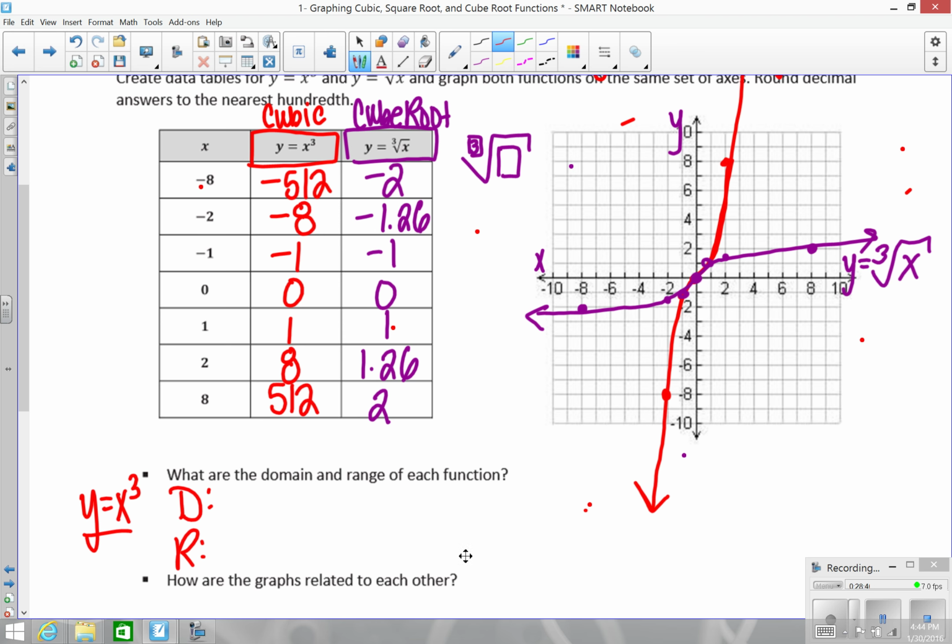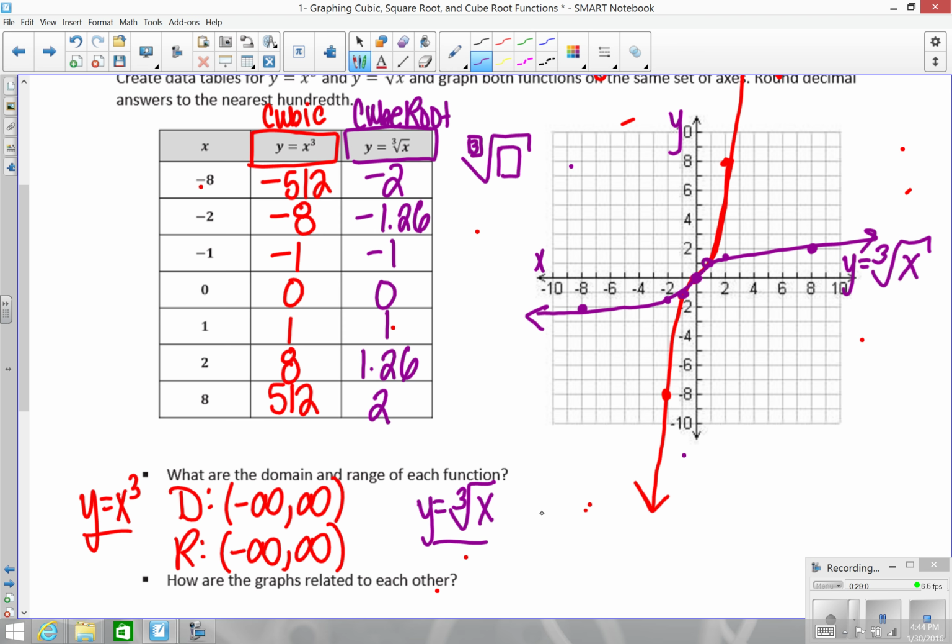So -infinity to +infinity for our domain here. It's going to include all real numbers. Our range, well, it's always going to go down forever. It's always going to go up forever. So we're going to include all real values there as well. And then for the next graph, y equals the cube root.